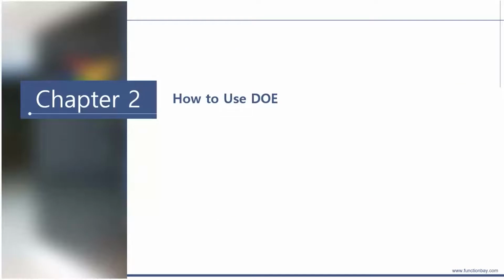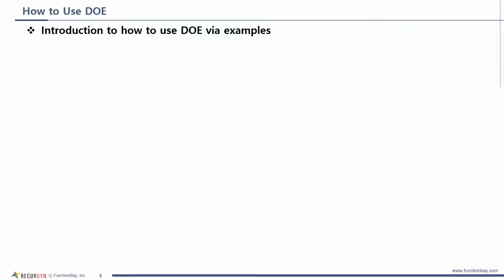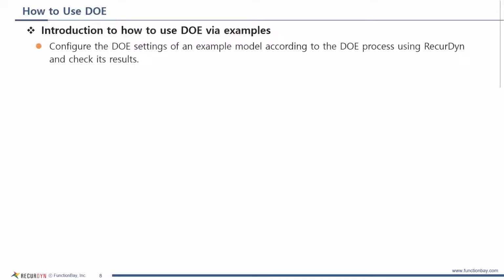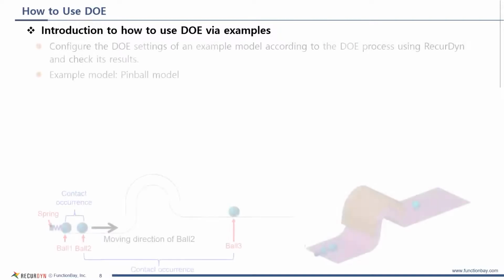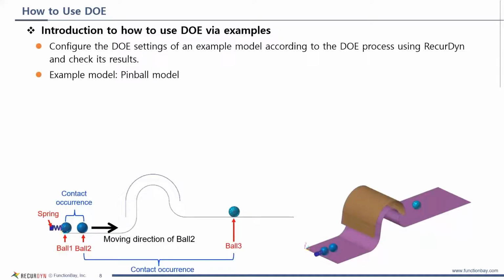In this chapter, let me introduce you the basics of how to use DOE. Now, I will explain how to use DOE with a simple example. Let me proceed with modeling in the order of the work process as described on the previous page. The example model is a pinball model, as you can see here.